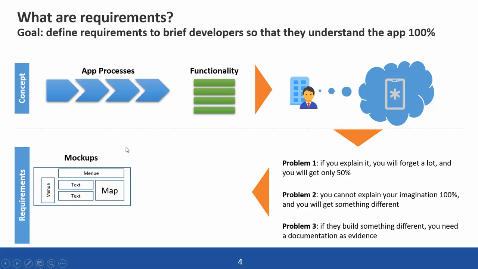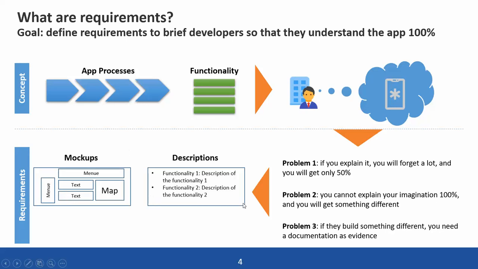The requirements have two parts, mockups or wireframes, and descriptions. The most important thing is that everything is written down in any form so that you can give it to somebody, and based on this really define the next step, what is to be built.